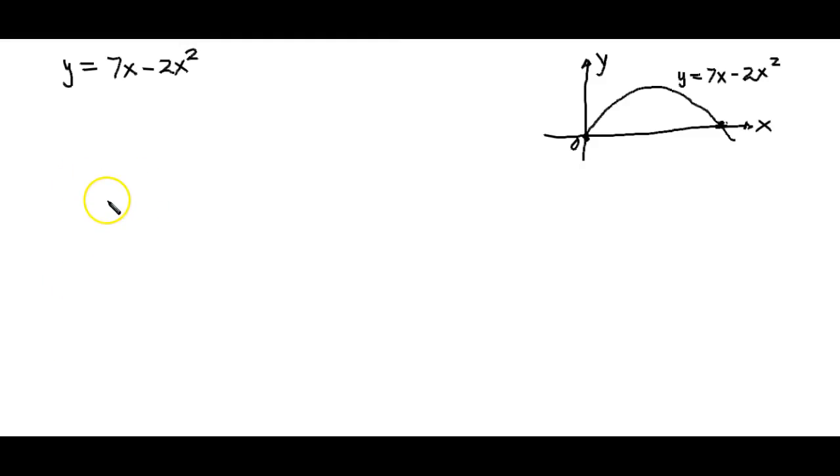This problem gives us a function y equals 7x minus 2x squared, and I've drawn the function on the right. It also tells us that there's a line that's going to go through this region that is below the curve and above the x-axis.